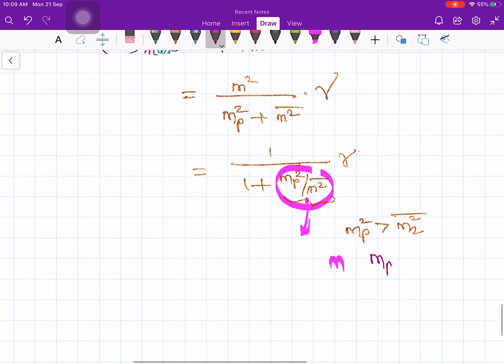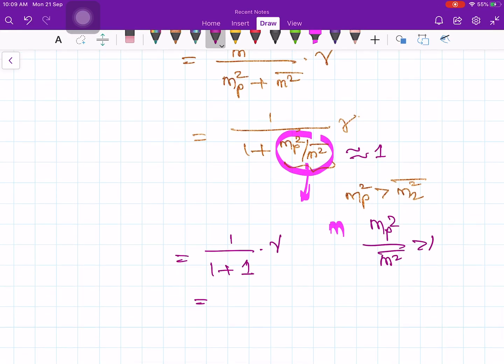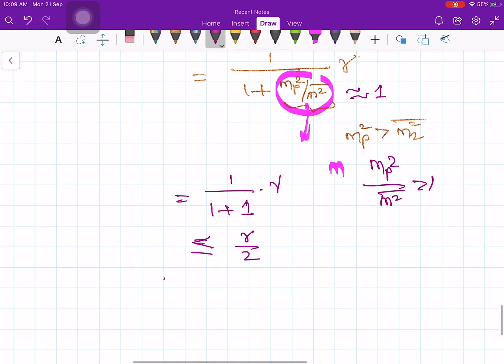So m_p square divided by m-square-bar is greater than 1. Obviously the denominator is greater than 1. So let us assume at the most this is equal to 1. Therefore 1 divided by 1 plus 1, times gamma. So I will get an upper bound less than or equal to gamma by 2. Therefore S_o by N_o maximum is less than or equal to gamma by 2.